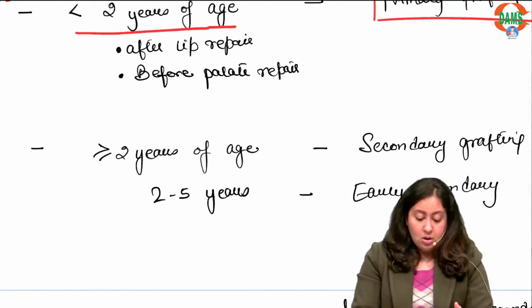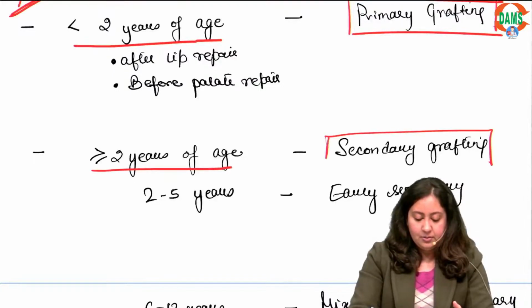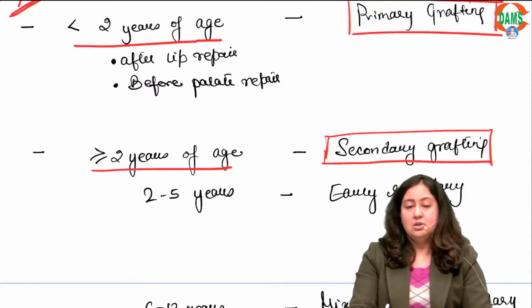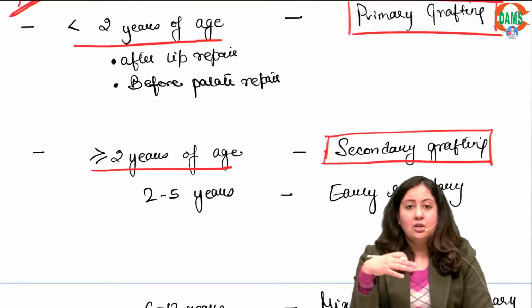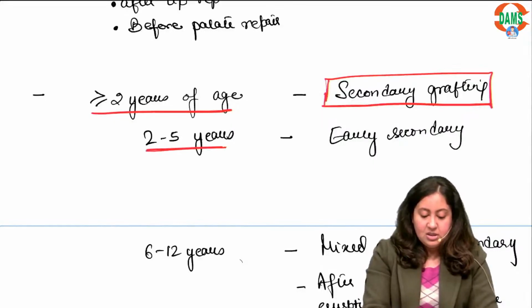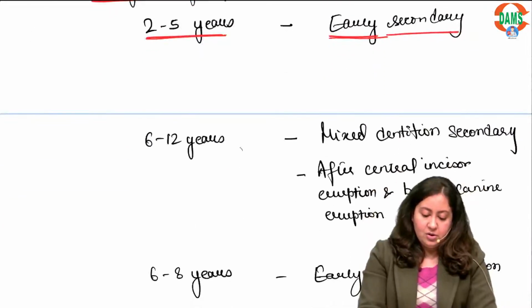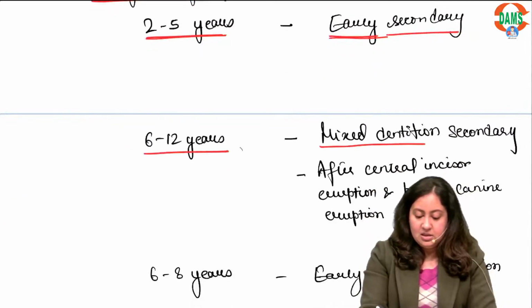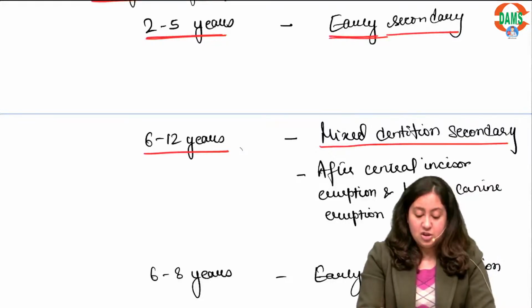So more than 2 years of age, it is known as secondary grafting. Now this secondary grafting is further divided, depending on the age. So 2 to 5 years is early secondary grafting. 6 to 12 years is your mixed dentition secondary grafting.